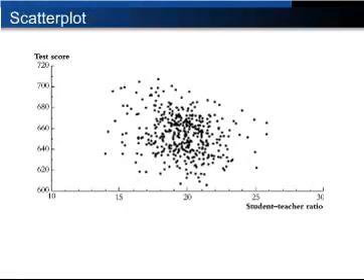Scatterplot of data from 420 California school districts. There is a weak negative relationship between the student-teacher ratio and test scores. The sample correlation is -0.23. Although larger classes in this sample tend to have lower test scores, there are other determinants of test scores that keep the observations from falling perfectly along a straight line.